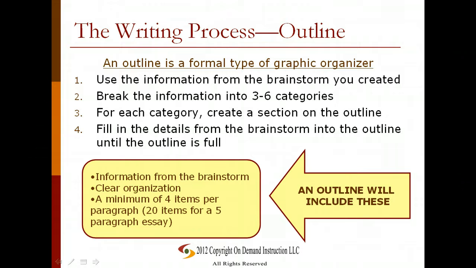The kind of things that you will see in your outline will include information from the brainstorm and very clear organization. Make sure that you have enough information in your outline. For a standard 5-paragraph essay, you need to have a minimum of 20 items. That breaks down to about 4 items per paragraph. That's really the minimum that you need to have so that your outline is useful in the writing process.